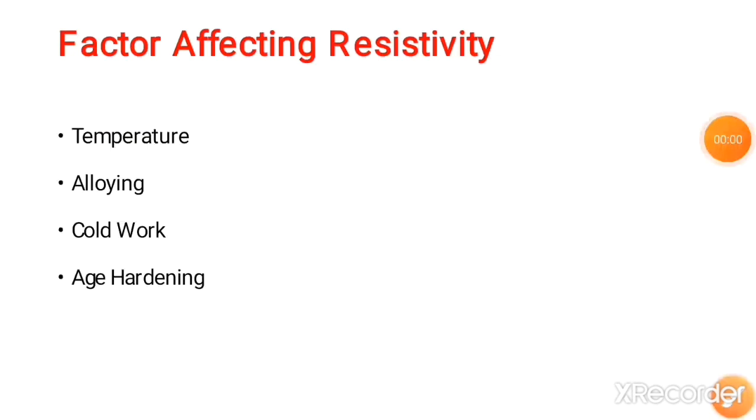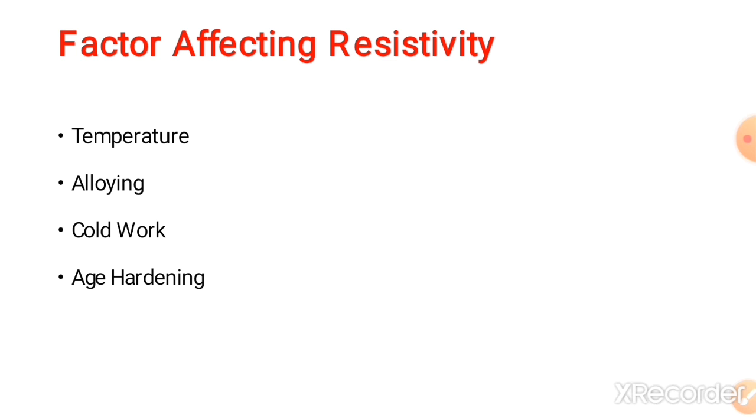Next point is cold work. Cold work is a manufacturing process used to increase the strength of metal. Cold work disturbs the crystal structure of metal, which interferes with the movement of electrons in metal, due to which the resistivity of metal is increased.